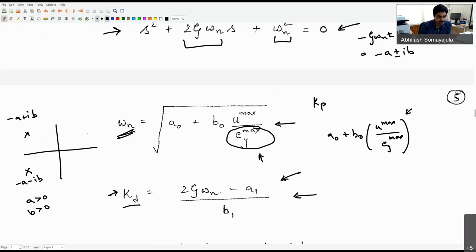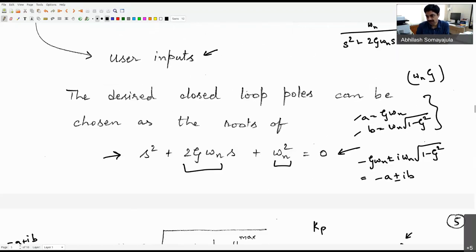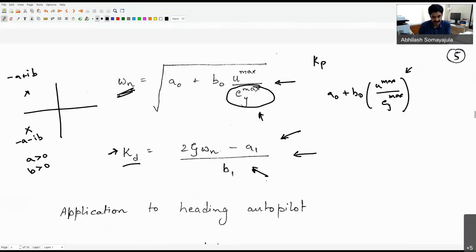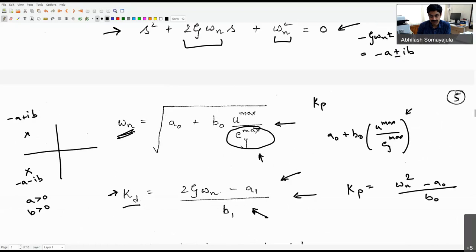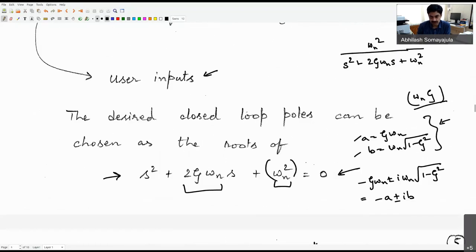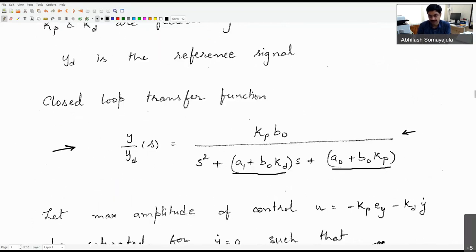Okay. We know where A and B, the poles, are, right? Once I know A and B, I'm using basically these equations right here to solve for zeta and omega n, correct? Yes. Okay, once I know what are those zeta and omega n, I can plug them into here to get my KD value, correct? Yes. And my KP value is nothing but omega n square minus A naught by B naught. This is what it should be, right? Because omega n square is equal to A naught plus B naught KP.